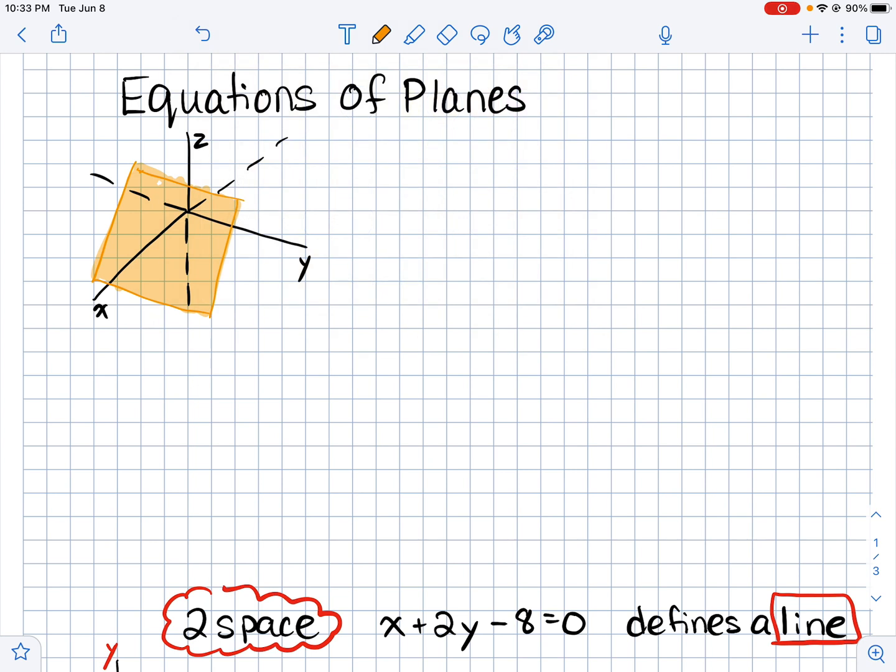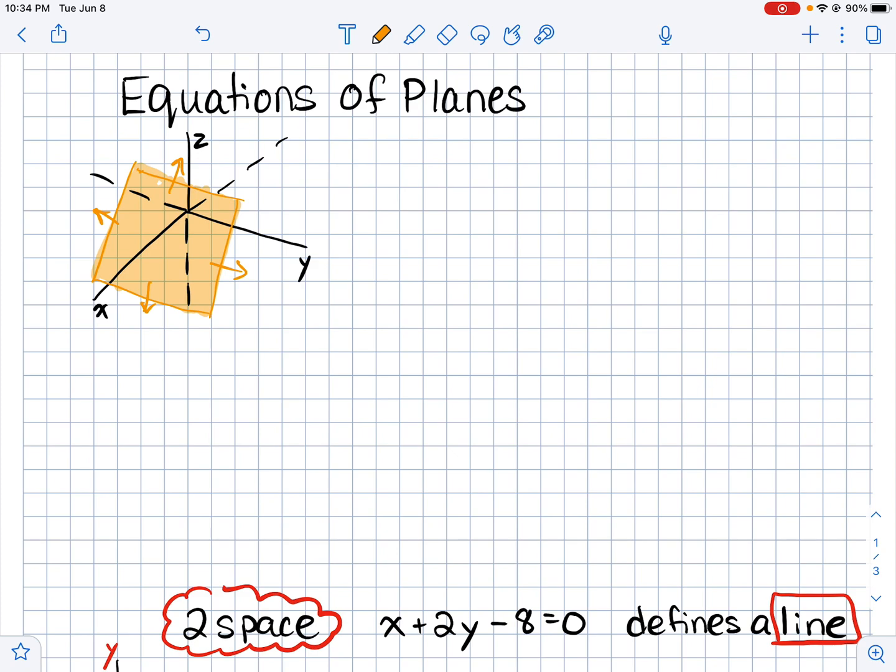It's kind of hard to draw one because they actually do go out in all directions forever and ever. We kind of just draw it as a rectangle or a parallelogram or something like that shape, but it does keep going in all directions. That's what it looks like. Now, what does the equation of a plane look like?